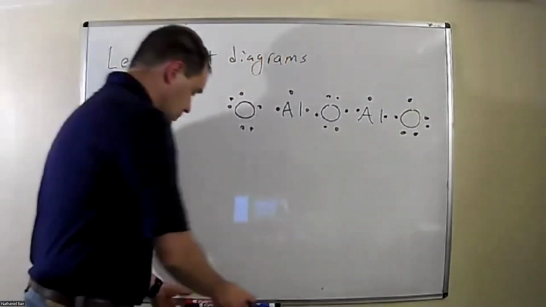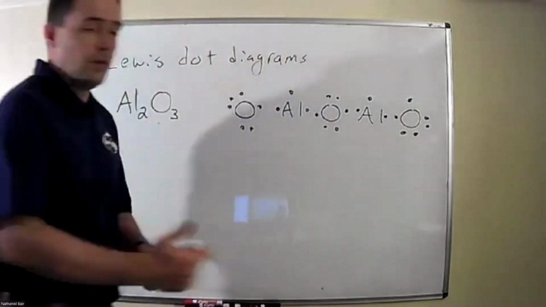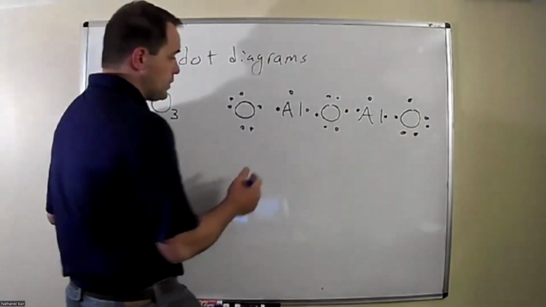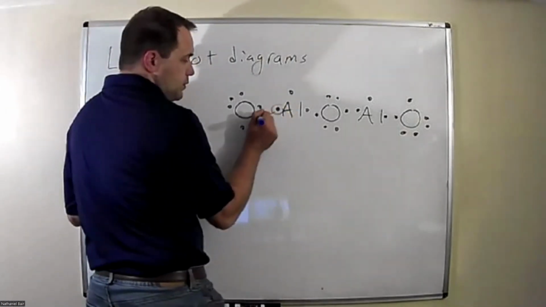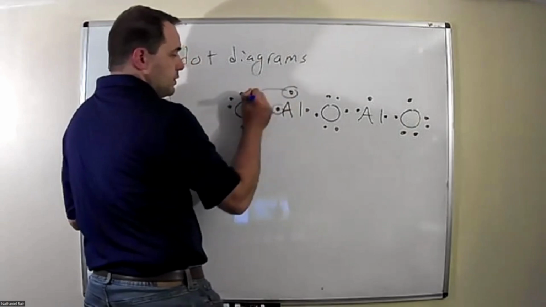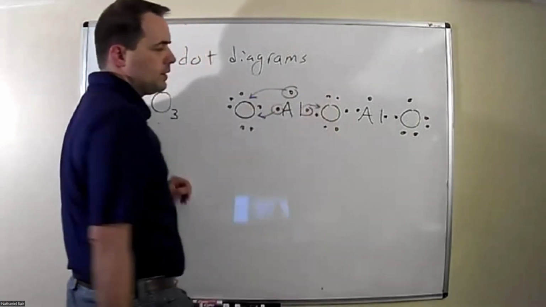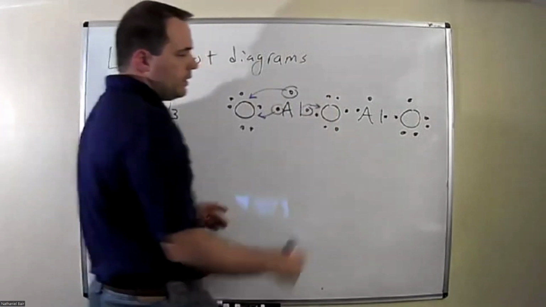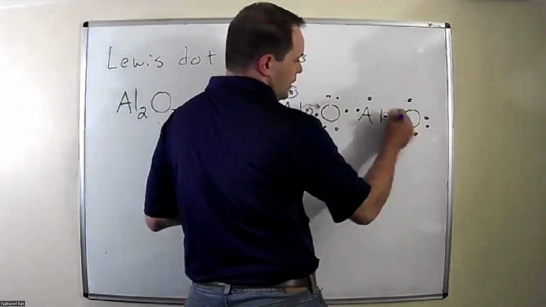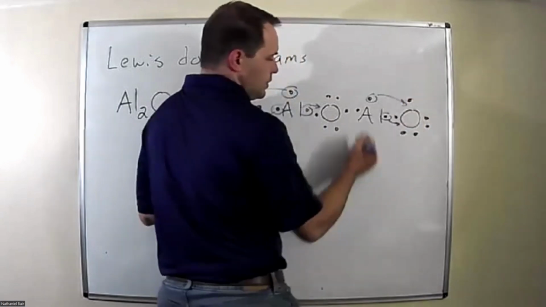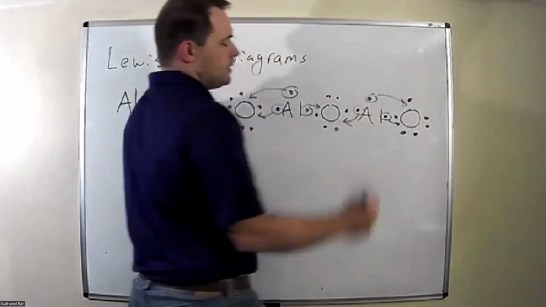So what happens here? Watch. Aluminum gives 2 electrons to one of the oxygens and 1 electron to the guy in the middle. And then this aluminum gives 2 electrons to this oxygen and 1 electron to the guy in the middle.